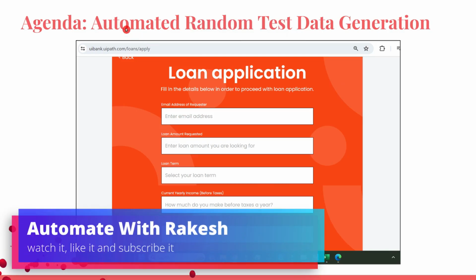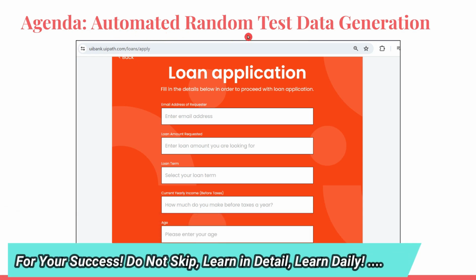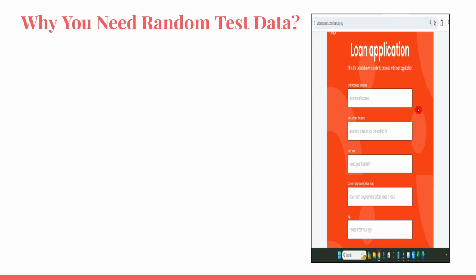In this video, we are going to learn how to create automated random test data. Random test data generation. Is it possible in UiPath? If so, how to do it? Before you learn how to do it, let us understand why you need random test data.